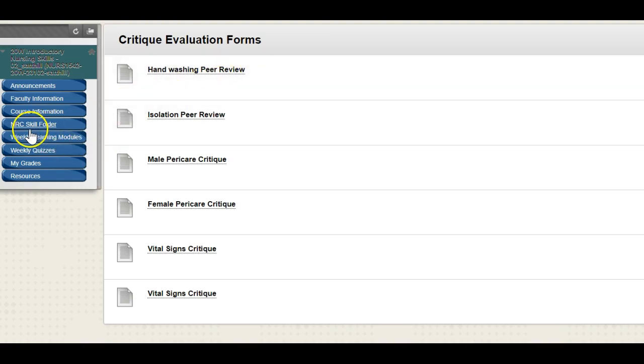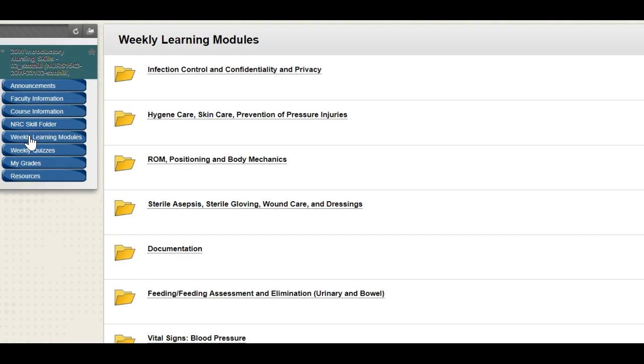So that's the NRC skills folder. The next one is really the big learning area for this course. Each of the modules for each of the topics that are outlined within the course schedule are positioned within this folder. Okay, so for week 1, what you will see is the topic is infection control and confidentiality and privacy.